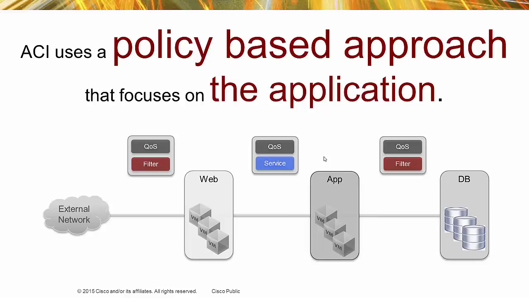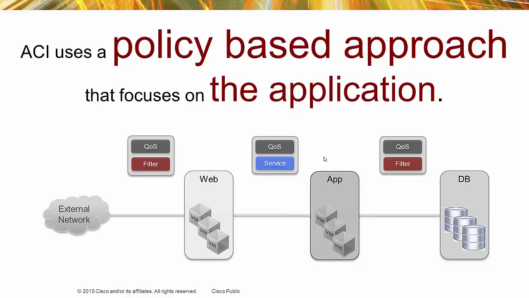And as you can see in the diagram a little below, there are three tiers. It's a three-tier application where we have a web tier, an application tier, and a database tier, where you see something like QoS filters, QoS services, QoS filters. We'll be talking about these in more detail as we progress. The only thing from this slide I really want you to take away is that ACI is all about a policy-based approach. We will be creating a lot of policies as we progress into this series.